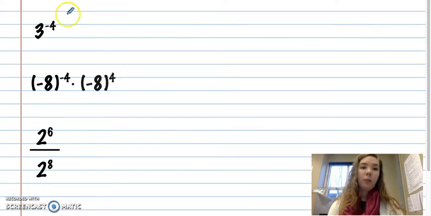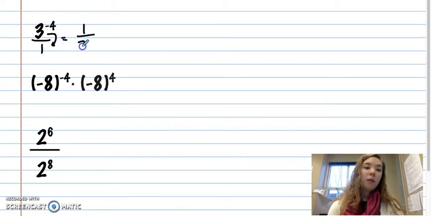Okay, so we're going to work on a couple of examples. Here, I have 3 to the negative 4th power. My final answer, I want only positive exponents. So to make this exponent positive, I'm going to move it to the other side of my fraction. So you have 1 over 3 to the 4th power now.